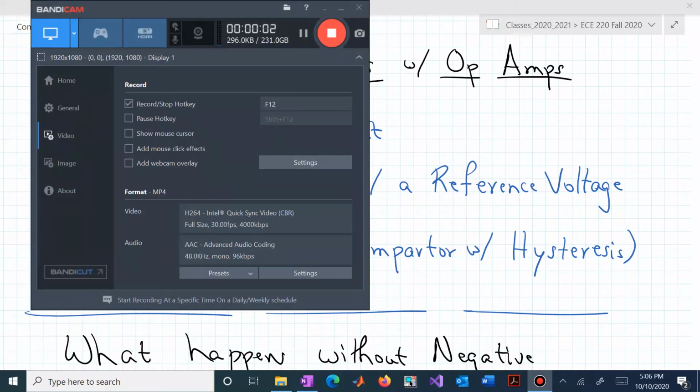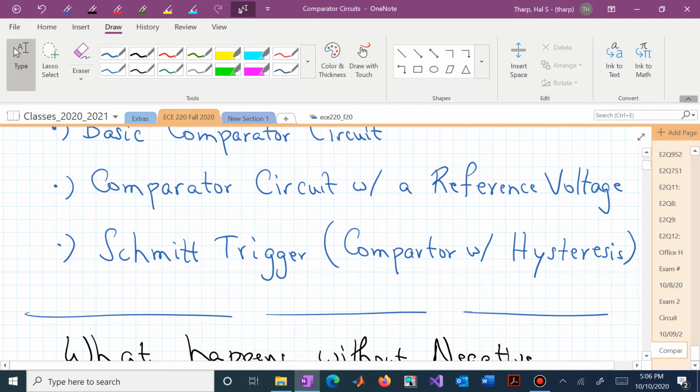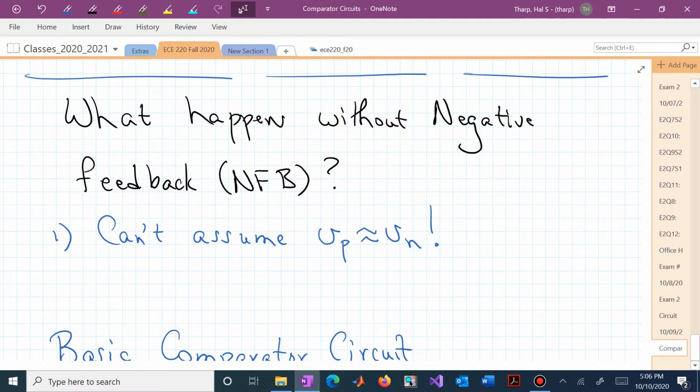Welcome back to a segment I'm calling Comparator Circuits with Op Amps. We're looking now at a basic comparator circuit with a reference voltage, and a Schmitt trigger. What we want to do is essentially answer the following question: what happens without negative feedback?